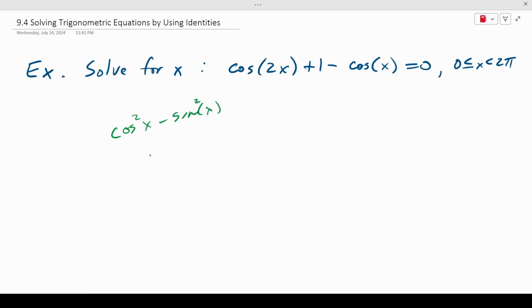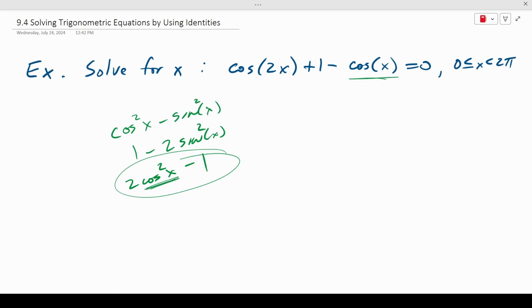I have 1 minus 2 sine x squared. I have 2 cos x squared minus 1. And I'm keying in on this one right here because it is cosine of x squared that I have, and that matches this cosine of x. Okay, so my first step here is to use that identity.